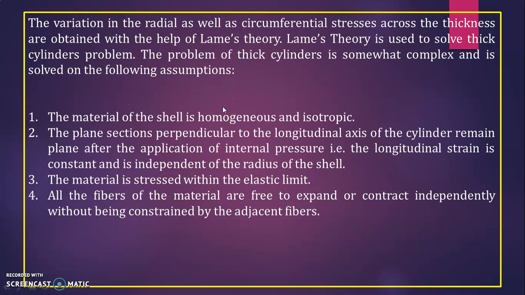Before applying Lame's theory, we should have some assumptions. The first one is that the material of the shell is homogeneous and isotropic. This is the common assumption in all the theories. Homogeneous and isotropic means the material is made up of similar material and is the same in all directions. The second one is that plane sections perpendicular to the longitudinal axis of the cylinder remain plane even after the application of internal pressure. That is, the longitudinal strain is constant and independent of the radius of the shell.